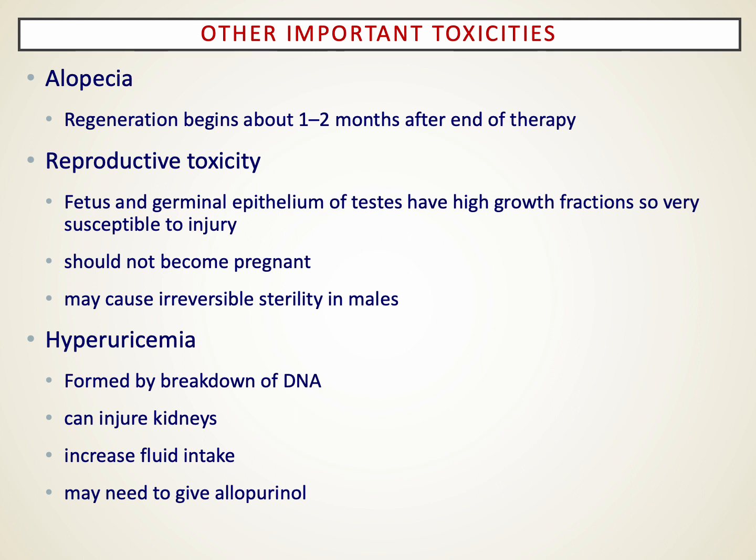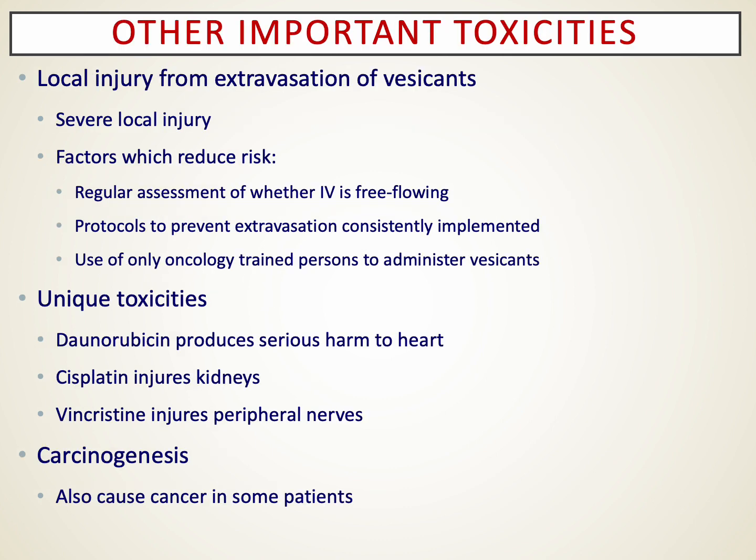And then other toxicities, we talk about hair loss, reproductive toxicity, hyperuricemia, which we'll talk about particularly with tumor lysis syndrome. And then finally, as an overview, we'll talk about the local injuries of extravasation of these vesicants, the irritants that they can cause, and then some unique toxicities depending on what the agents are, particularly the risk for heart failure with anthracyclines like daunorubicin, doxorubicin, the kidney injury with cisplatin, or the peripheral nerve neuropathies associated with vincristine and vinblastine.